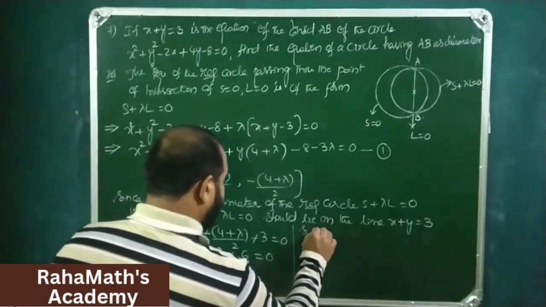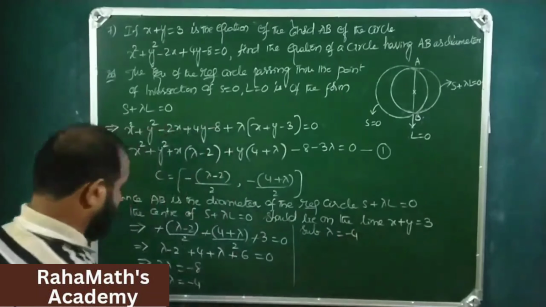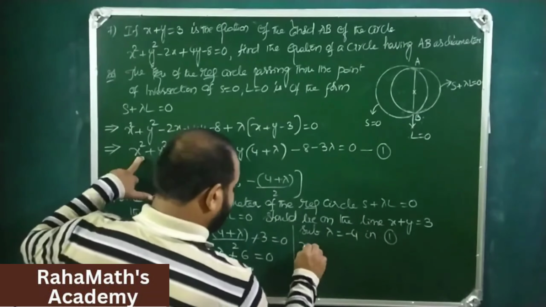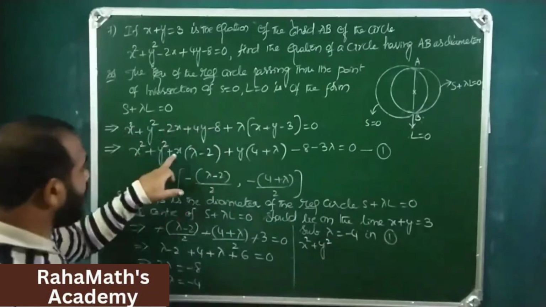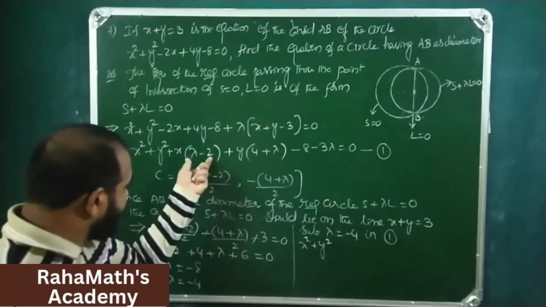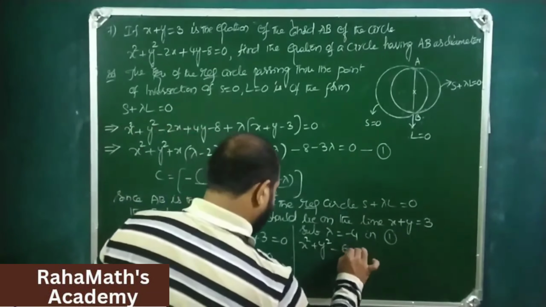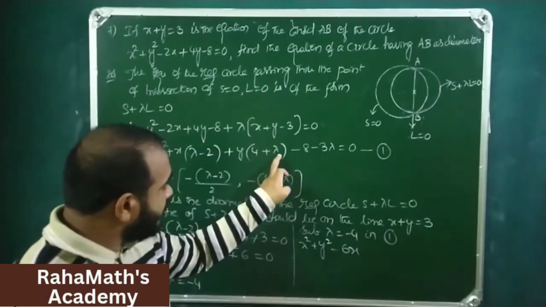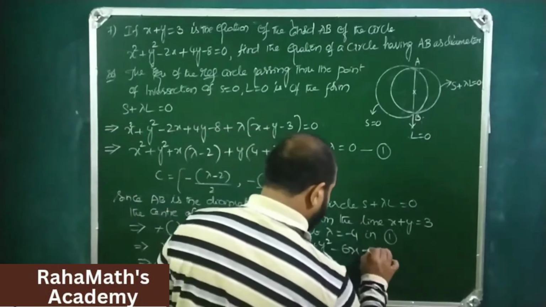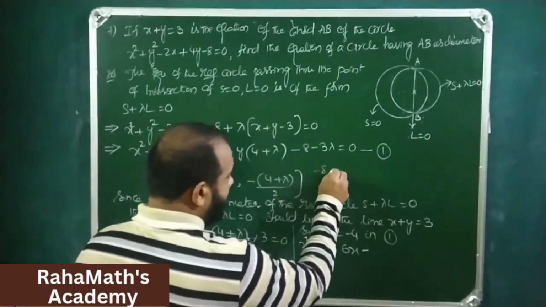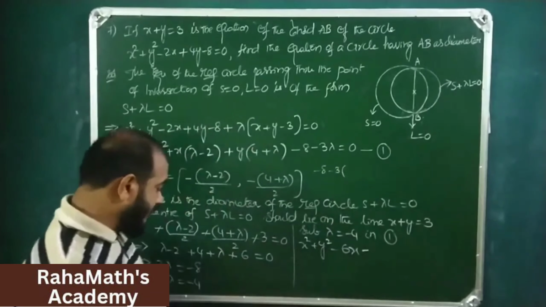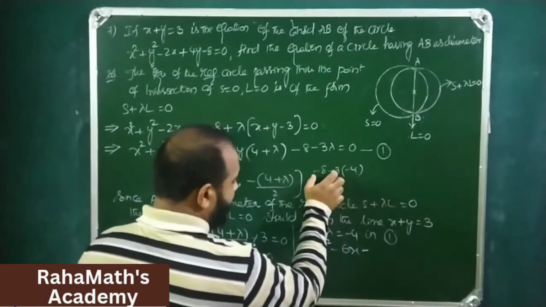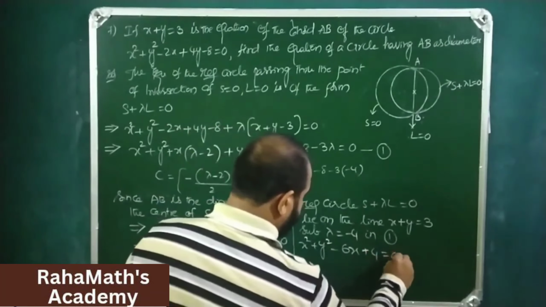Simply substituting lambda equals to minus 4 in equation number 1, then x square plus y square. Lambda value is minus 4, minus 2, minus 6, into x, minus 6x. 4 plus lambda, so 4 minus 4 is 0, minus 8. 3 lambda is minus 3 into lambda value minus 4, so minus into minus plus 4. 3 fours are 12, minus 8 is plus 4 equals to 0.